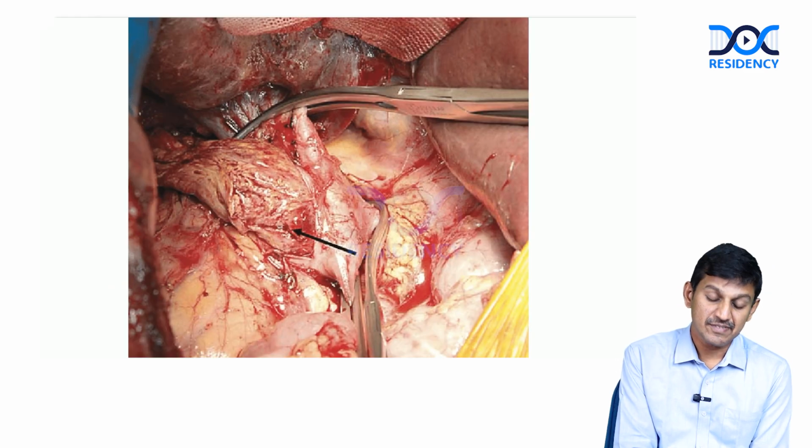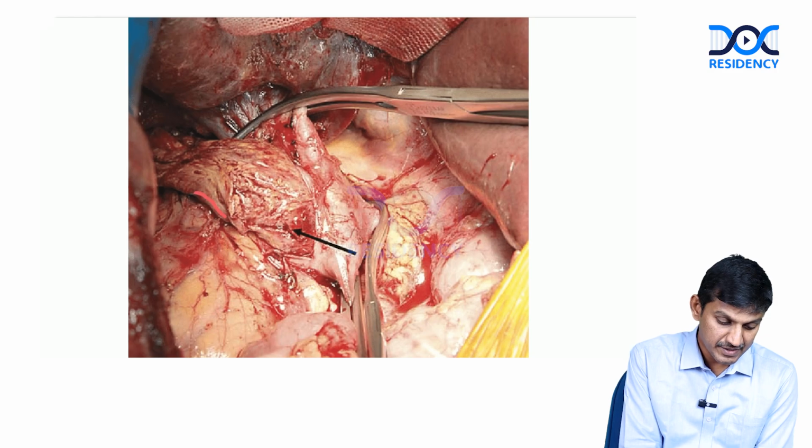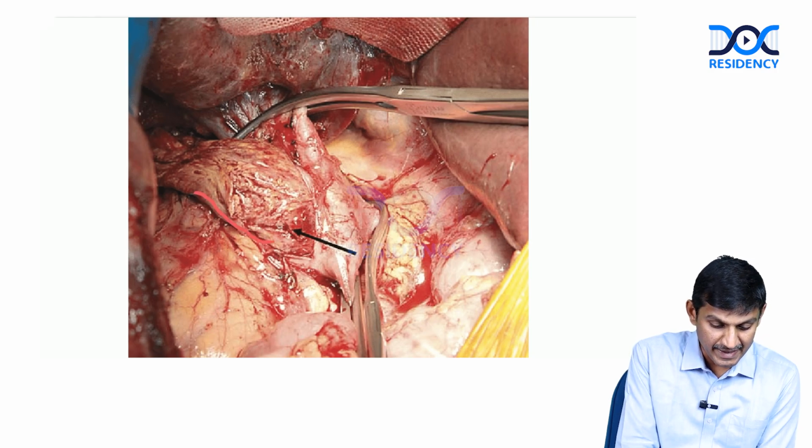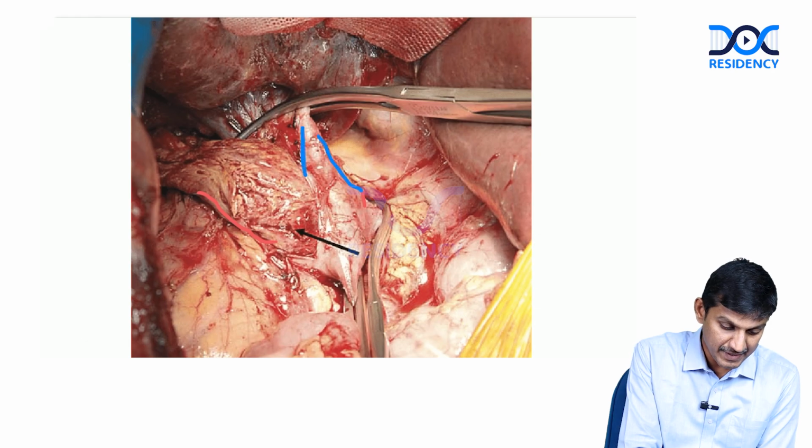So this is again the same case, an intraoperative picture. What do you see here? You see a renal mass. This is the IVC. The whole thing is an IVC. What you see is you have applied clamps like this. This is the IVC. This is the left renal vein. This is the infrarenal IVC. This is the renal vein with the tumor thrombus.